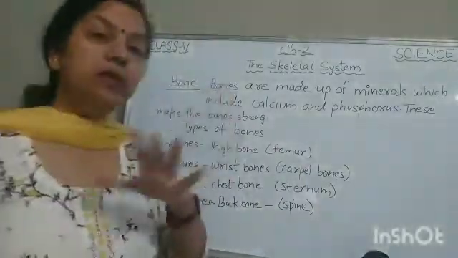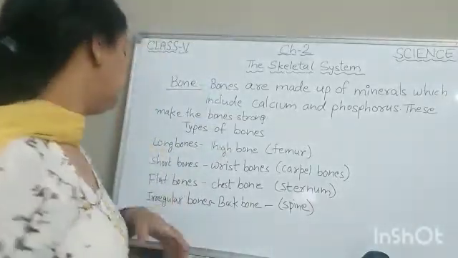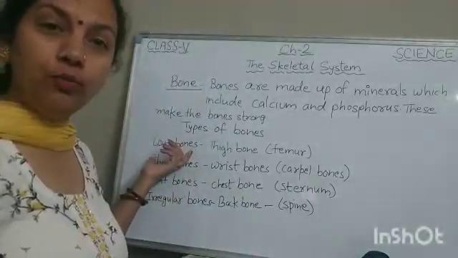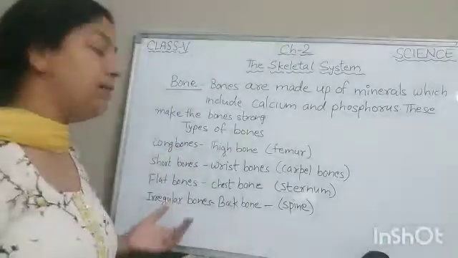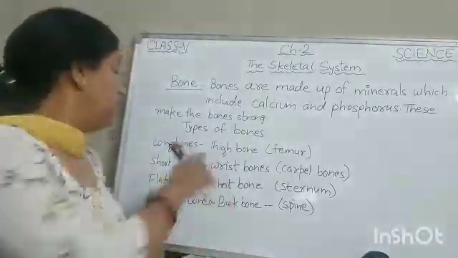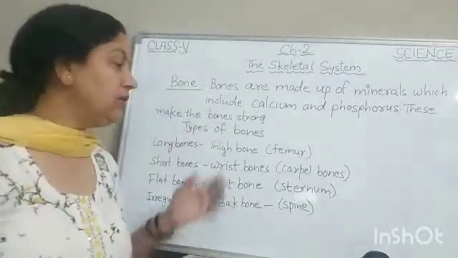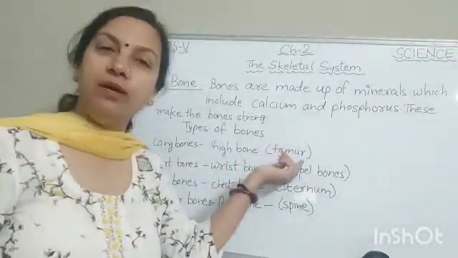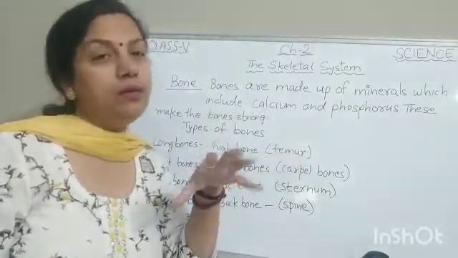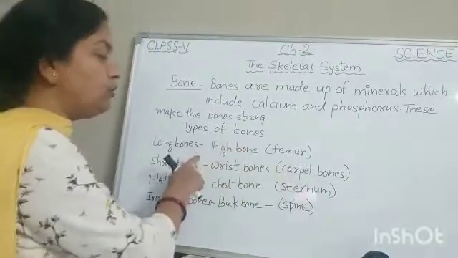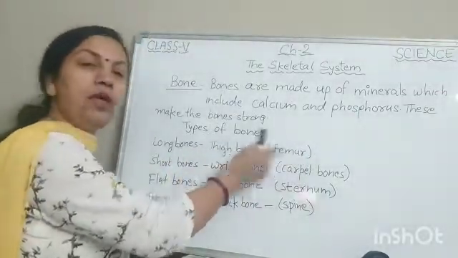Now, there are different types of bones. What are they? Some bones are long bones, some are short bones, some are flat bones and some are irregular bones. Long bones, like the thigh bone. This is also known as the femur. This is the longest bone in our body. Clear? So long bone, for example, the thigh bone, also known as femur.